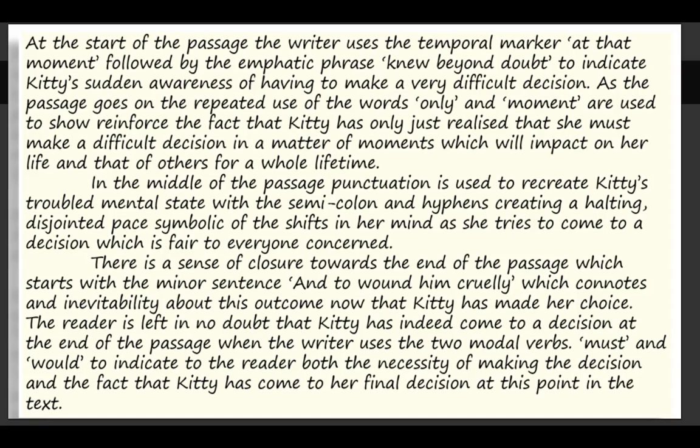In the middle of the passage, punctuation is used to recreate Kitty's troubled mental state, with the semicolon and hyphens creating a halting, disjointed pace, symbolic of the shifts in her mind as she tries to come to a decision which is fair to everyone concerned. There is a sense of closure towards the end of the passage, which starts with the minor sentence "and to wound him cruelly," which connotes an inevitability about this outcome now that Kitty has made her choice. The reader is left in no doubt that Kitty has indeed come to a decision at the end of the passage when the writer uses the 2 modal verbs must and would to indicate to the reader both the necessity of making the decision and the fact that Kitty has come to her final decision at this point in the text.